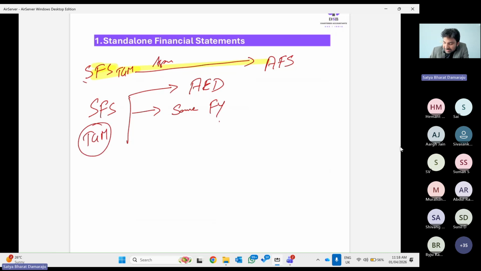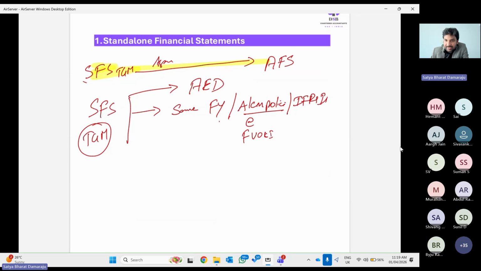Standalone financial statements should have the same financial year and should follow the same accounting policies. I mentioned clearly previously, you have to make sure the subsequent measurements are the same. If fair value through OCI is followed, it should be followed by all the companies. And they have to follow the same IFRS or IFRS for SME, the same accounting standards.